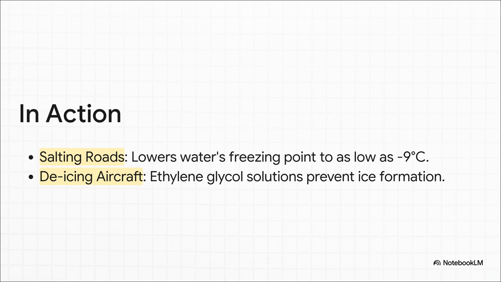The salt on the road lowers the freezing point of the water on it, which means it stays liquid at temperatures where it would normally be a sheet of ice. Actually, it can drop that freezing point all the way down to about -9 Celsius. And this exact same principle is used to de-ice airplanes. They just use a different solute, ethylene glycol, to get the job done.